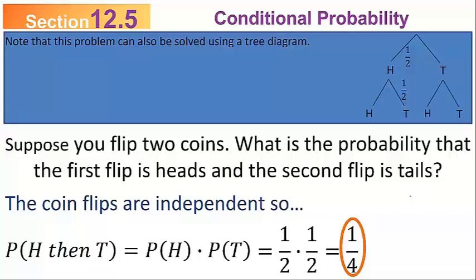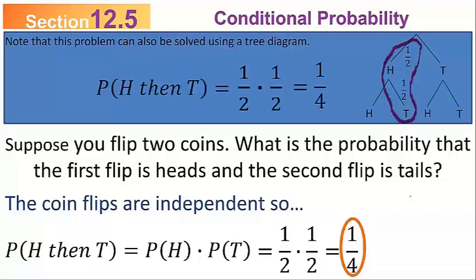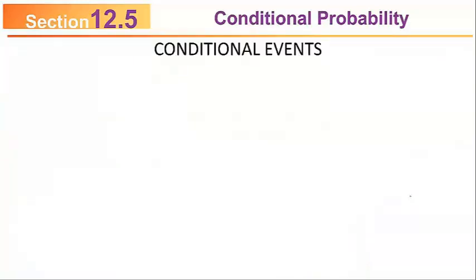So we did learn something in earlier sections that would allow you to get that same answer with a tree diagram. But treating it as just two independent events is much simpler. Now I want to talk about conditional events. That's the subject of section 12.5. And this is also where I said earlier we introduced some new notation.